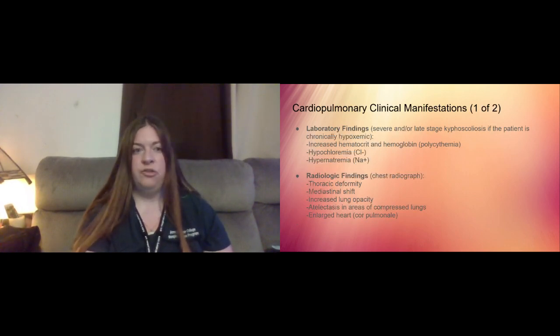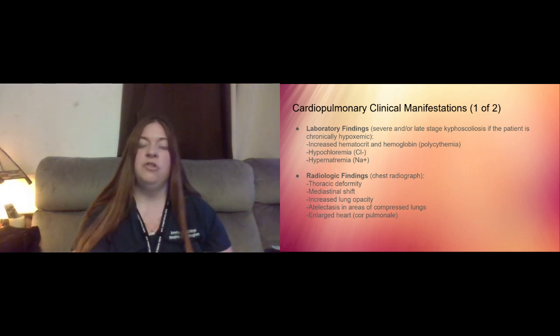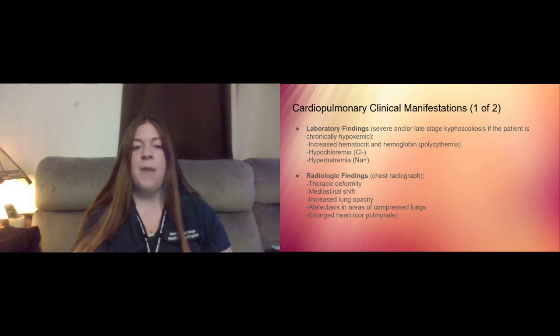Cardiopulmonary clinical manifestations. In the laboratory findings for severe and/or late-stage kyphoscoliosis, if the patient is chronically hypoxemic, you're going to see an increased hematocrit and hemoglobin, hypochloremia, and hypernatremia. The radiologic findings of a chest radiograph: you can see a thoracic deformity, a mediastinal shift, increased lung opacity, atelectasis in areas of compressed lungs, and an enlarged heart, which is also known as cor pulmonale.